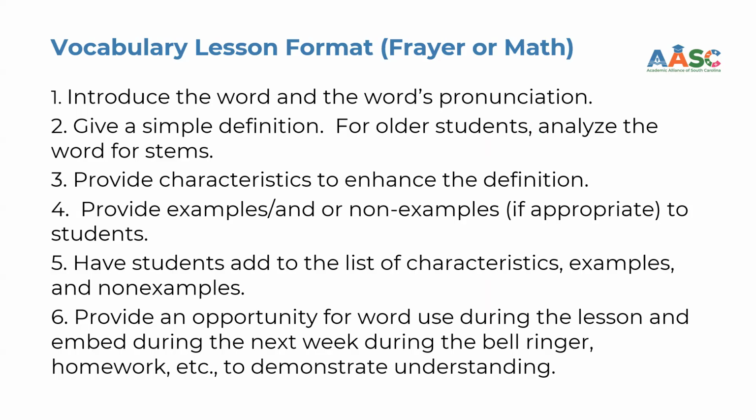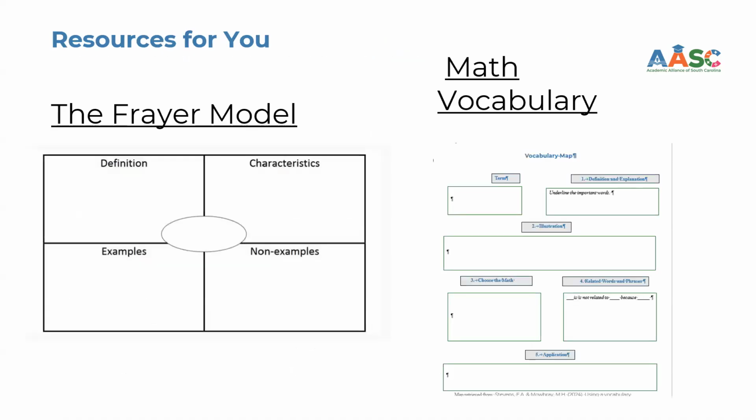And then you start having students add to the list. We do together. And then the you do is step 6. You give them the opportunity to use that word during the lesson, embed it in something that you're doing in a bell ring or homework to demonstrate understanding of the word. We've got some great tools for you that you can use to, if you click on this, the Frayer model has steps for doing this.